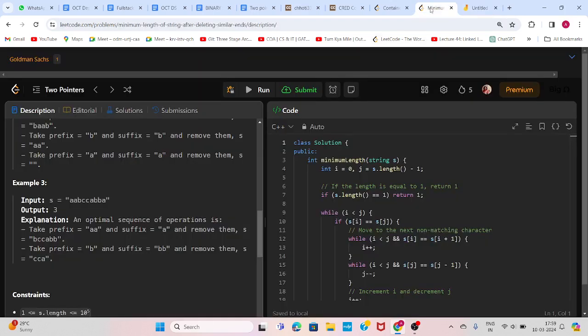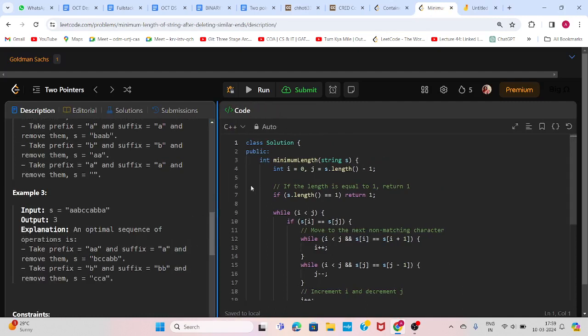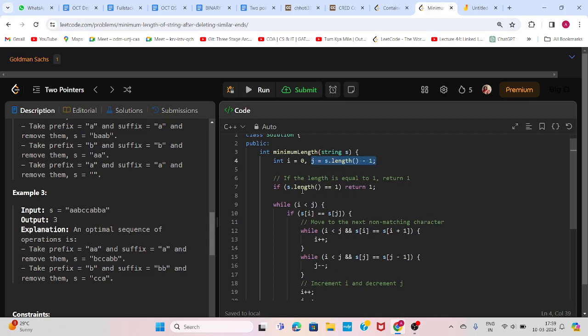So this is the simple approach from which we can solve the question. Now if we see the code, you can see we have taken i and we have taken j from the back side. Now we check if the length is 1. This is the base condition. If the length is 1, there is no other number, so just one number is there. There is no need to check, so we will just return 1.